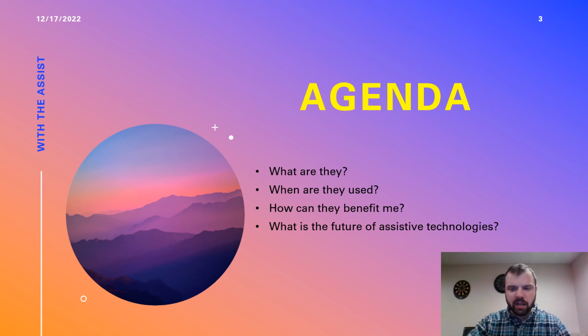I am sure that you may have many other questions regarding assistive technologies. Some of these points certainly have overlap. However, I believe that after tonight you will have a better idea of what assistive technologies are and a better vision for how to use them.